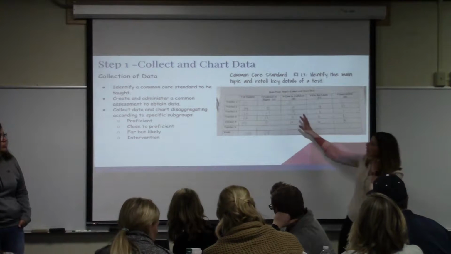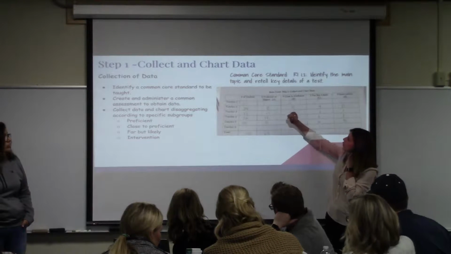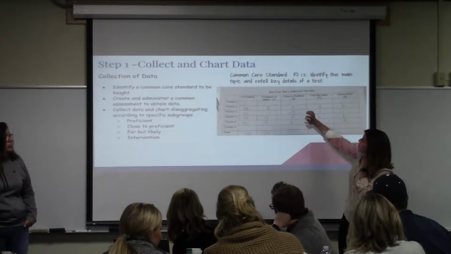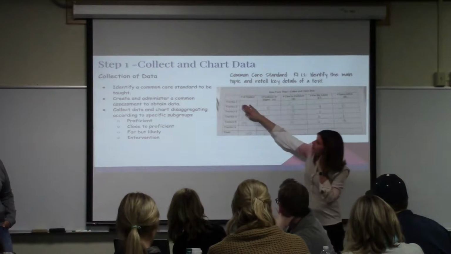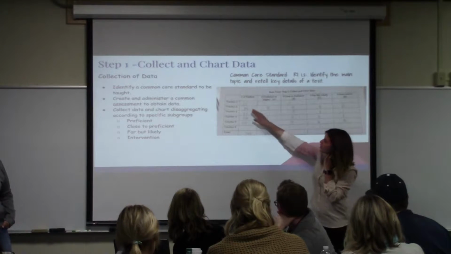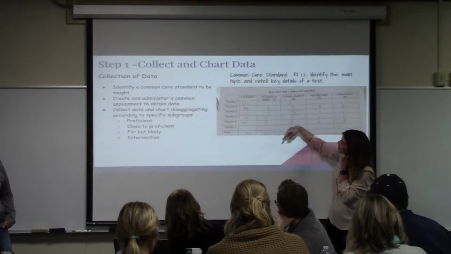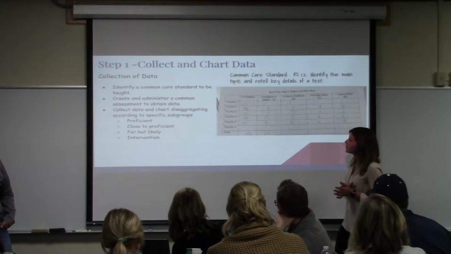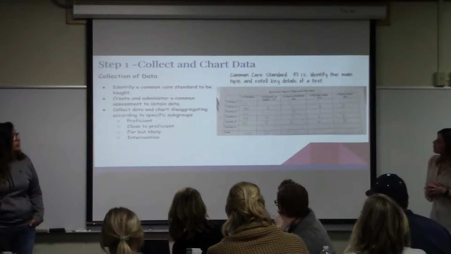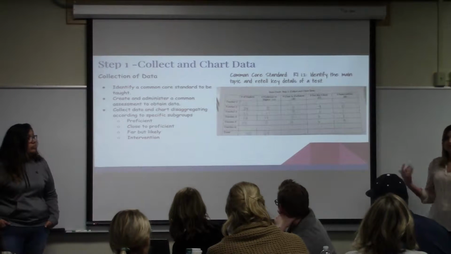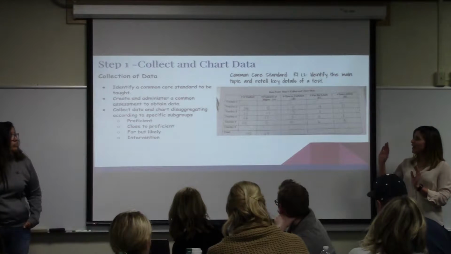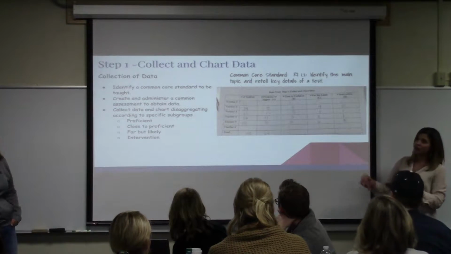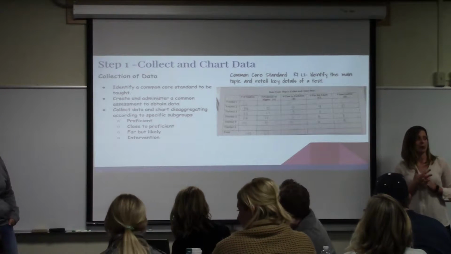So we have the 4 subgroups: proficient or high, close to proficient, far but likely, and then our intervention group. You'll also want to address which teachers had how many in each section, and then the total number of students assessed. And then we're really good about collecting and charting the data, but then it kind of stops there. So that leads us into step 2 to make it a highly effective process.